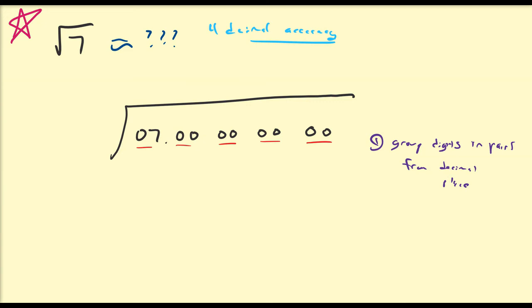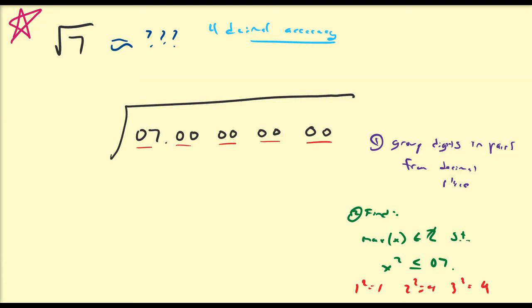Okay? So the second thing that we need in order to start this algorithm is to find the maximum value of x in the set of integers such that x squared is less than or equal to this number that we have here. In this case it is 7. We know that 1 squared is equal to 1, 2 squared is 4, and 3 squared is equal to 9. Therefore, the greatest integer whose square is less than 7 is 2, right? So that is where this is going to start. We're going to bring this 2 over, and you're going to see why in a moment.